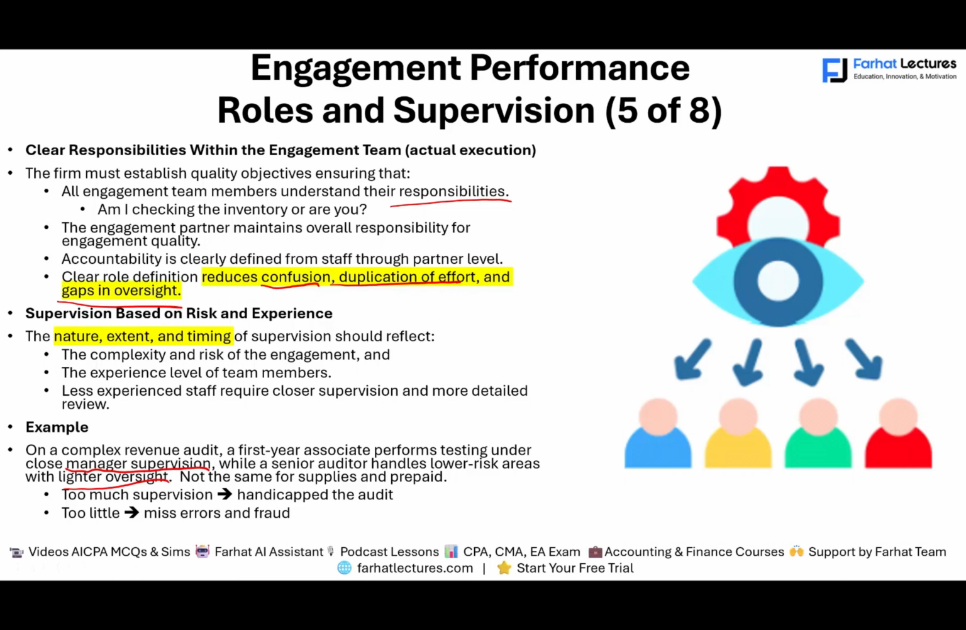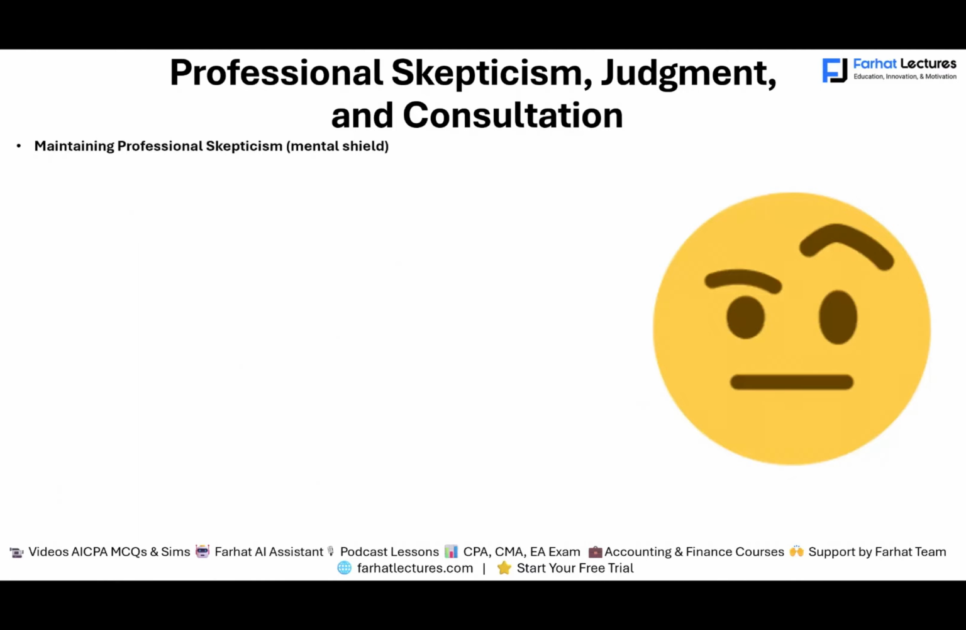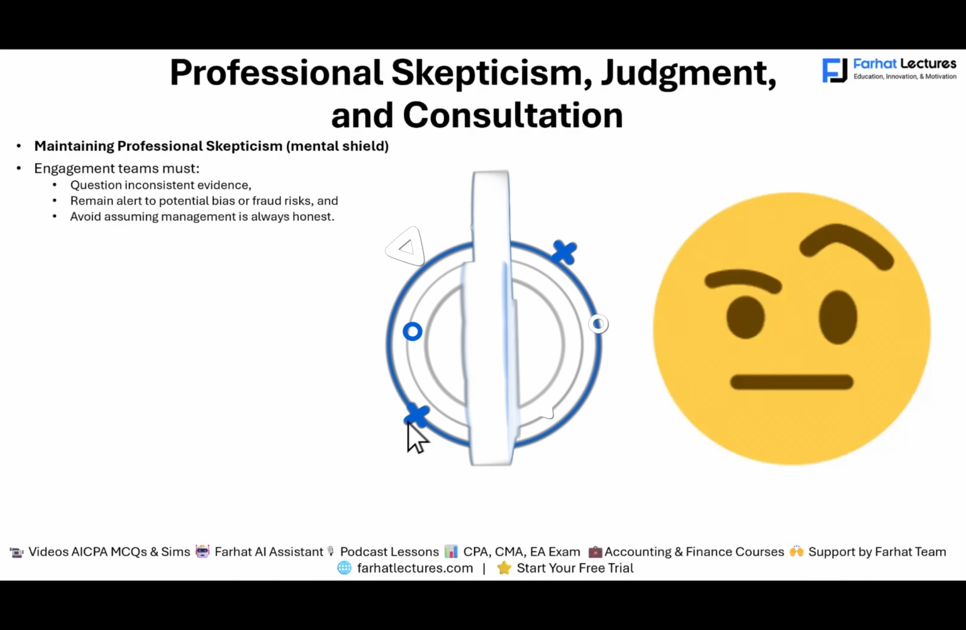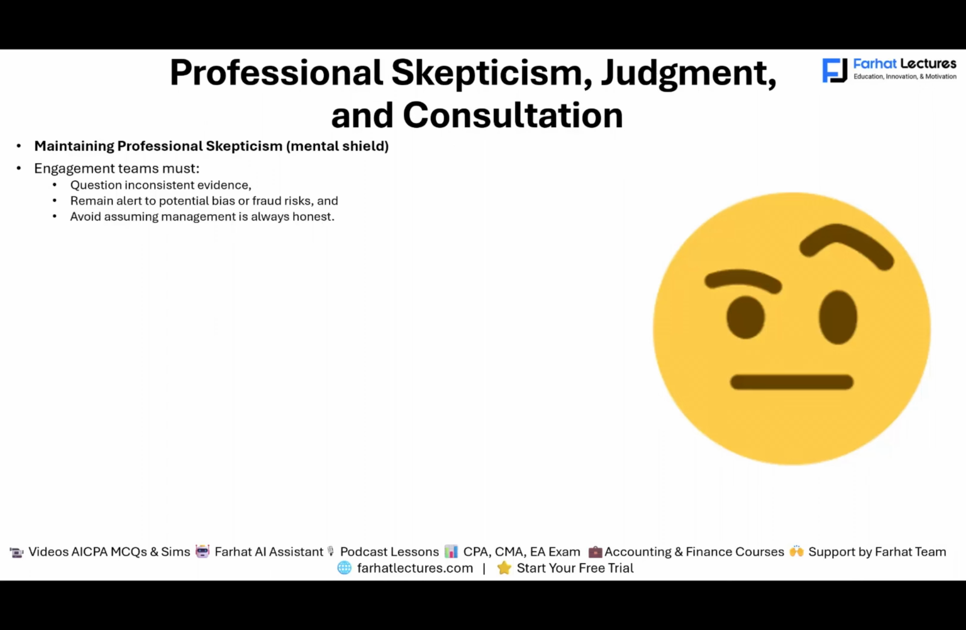Now let's talk about professional skepticism. This is the heartbeat of auditing. What's professional skepticism? It's basically a mental shield, maintaining a questioning mind. See if there's any inconsistent evidence. Look for that. Question that inconsistent evidence. Remain alert to biases. Remain alert to red flags. Do not assume that management is honest. This is what we mean by professional skepticism.